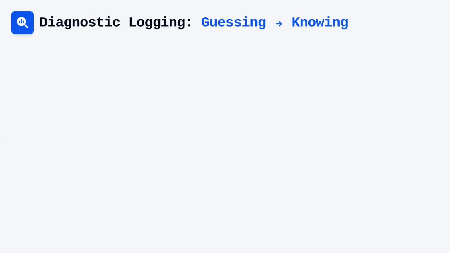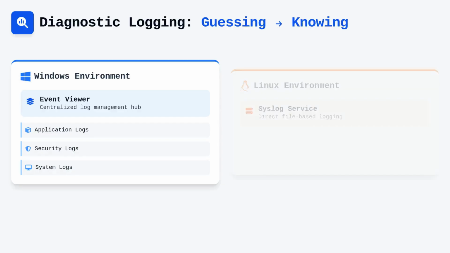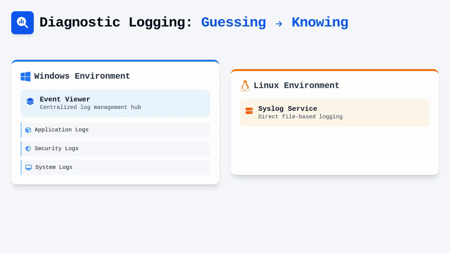Diagnostic logging provides the necessary evidence to move from guessing to knowing when investigating system errors. In Windows, the Event Viewer centralizes information across application, security, and system logs, allowing us to correlate timestamps with reported issues. Linux administrators look to the syslog service, where information is directed to files such as /var/log/messages or /var/log/syslog, depending on the distribution.